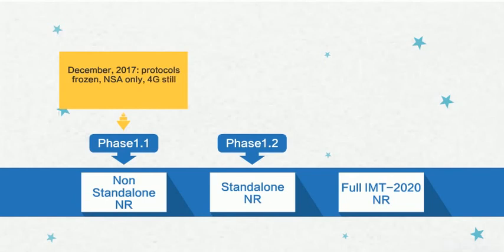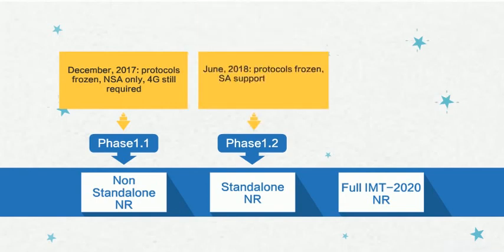This version, the non-standalone architecture, does not support independent networking. It needs to be used together with 4G to facilitate rapid deployment of 5G services by forward-thinking communications companies. Phase 1.2 was frozen in June 2018. In Phase 1.2, where standalone architecture was defined, the 5G network can be deployed independently. It does not depend on the 4G network.